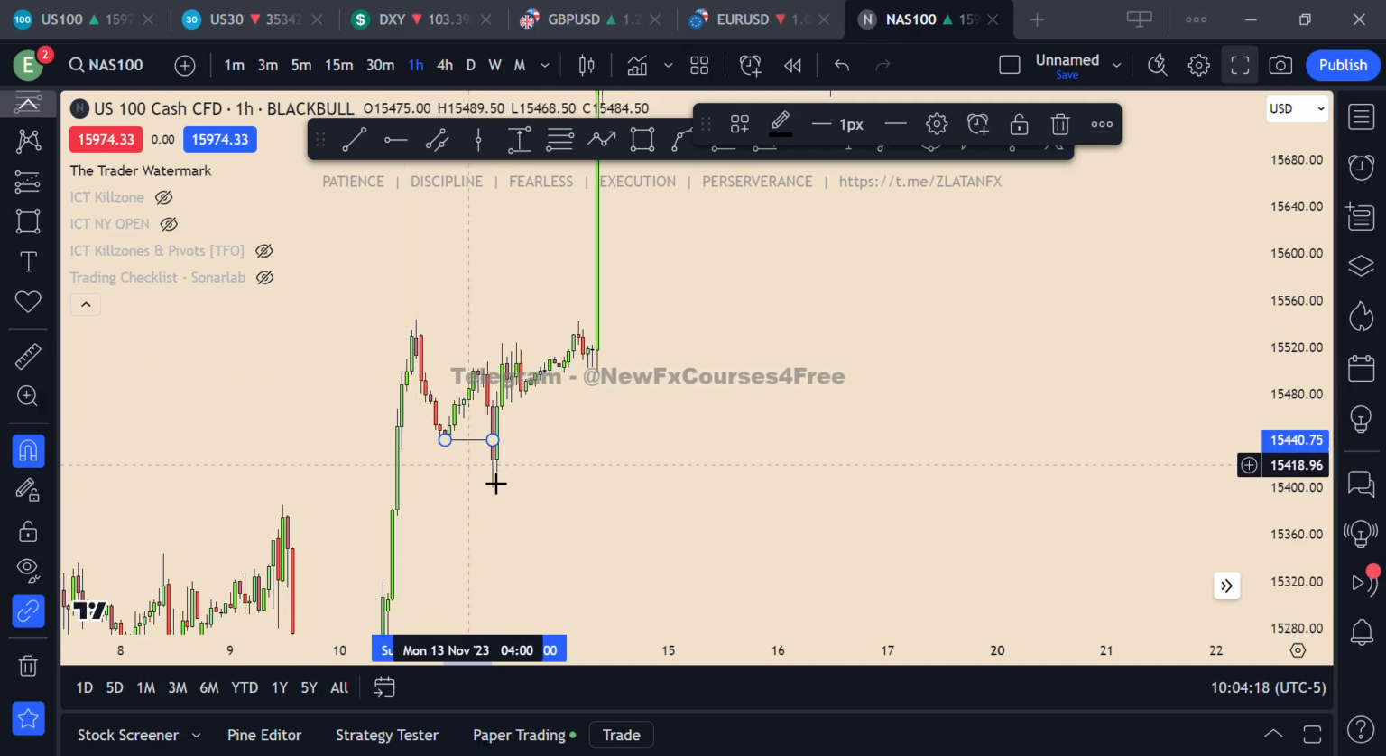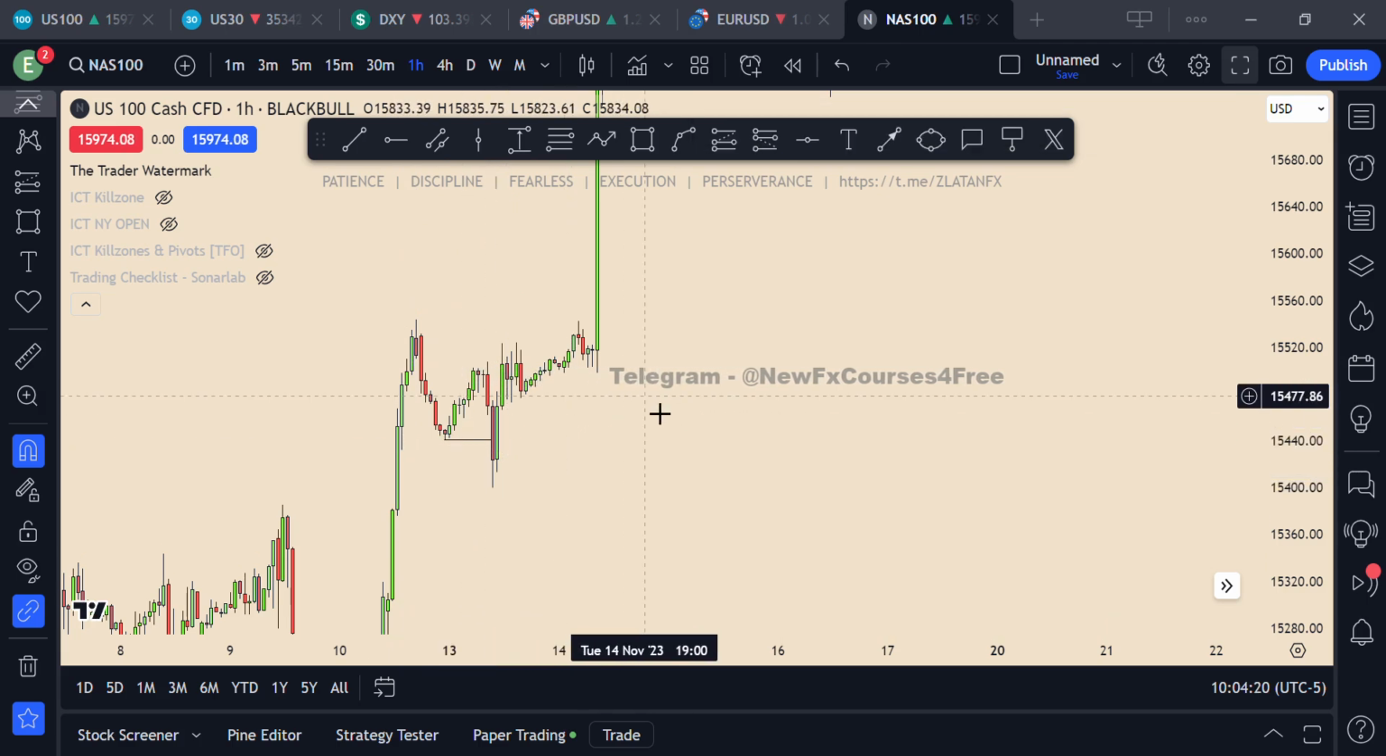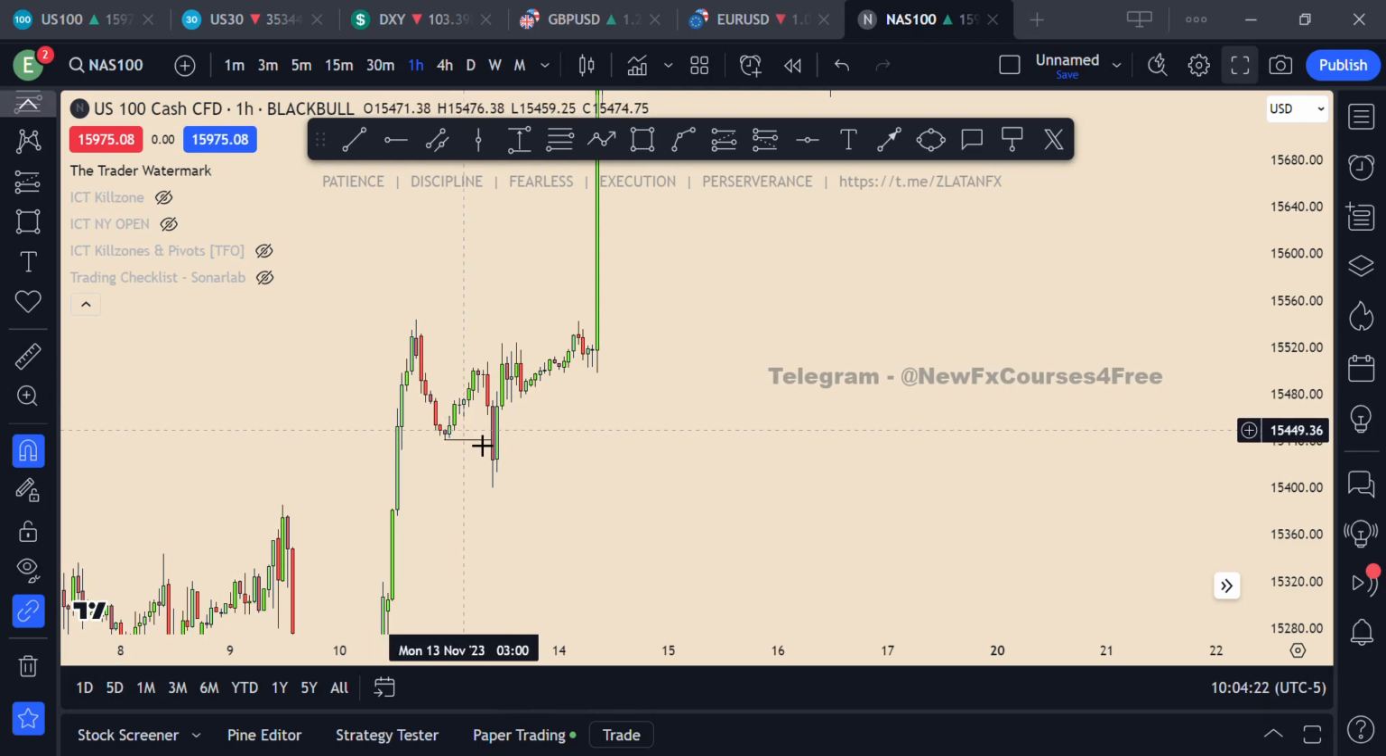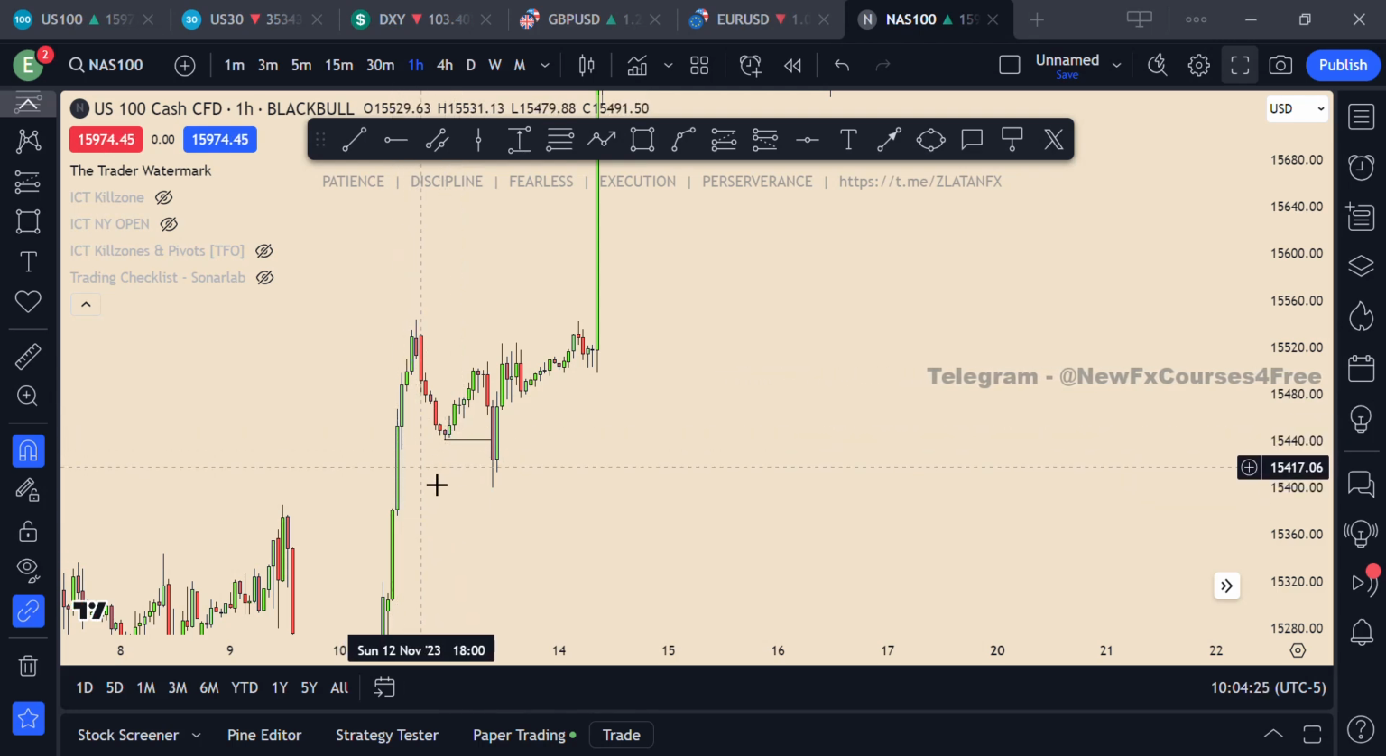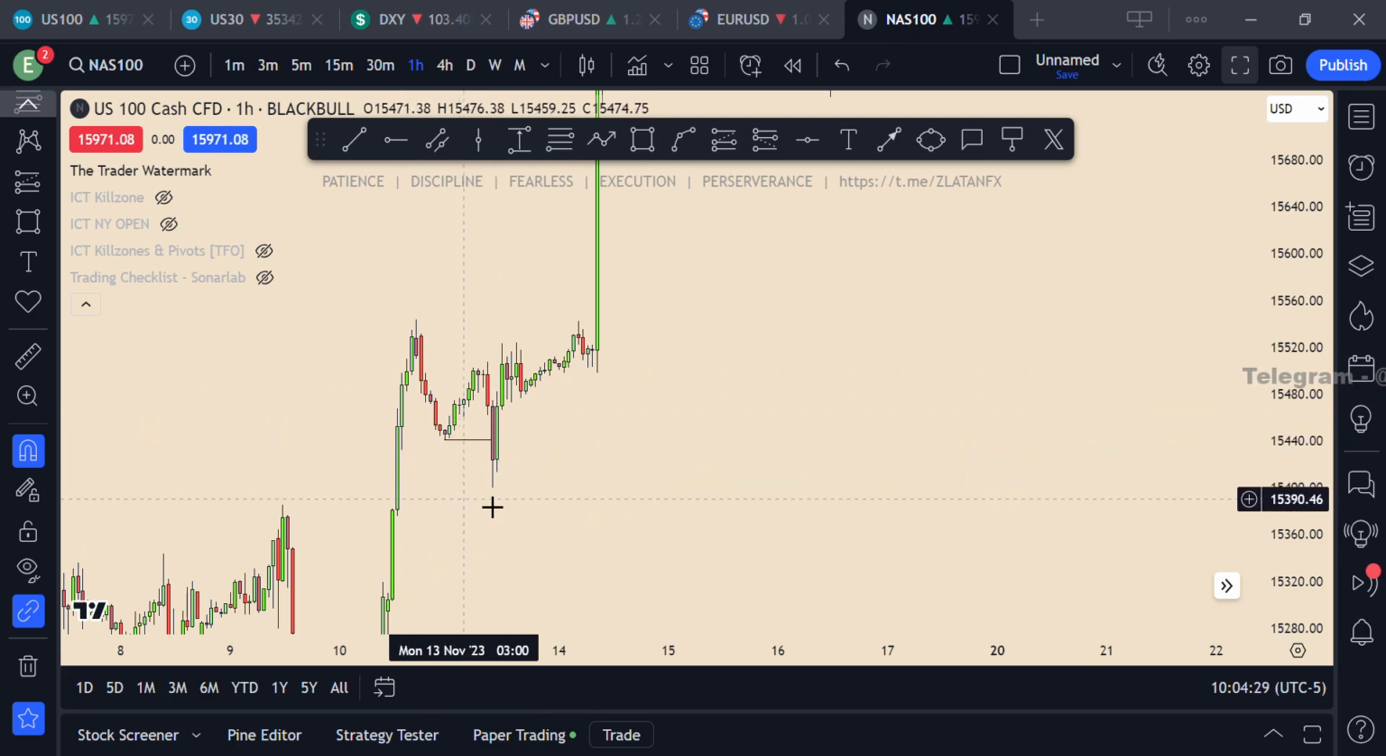What did we dig into? A fair value gap. Now, turtle soup is all about seeing a liquidity close to a PDRA. Expect price to dig it out and dig into the PDRA and expand. That is all about turtle soup. Now we dig it out into the PDRA.